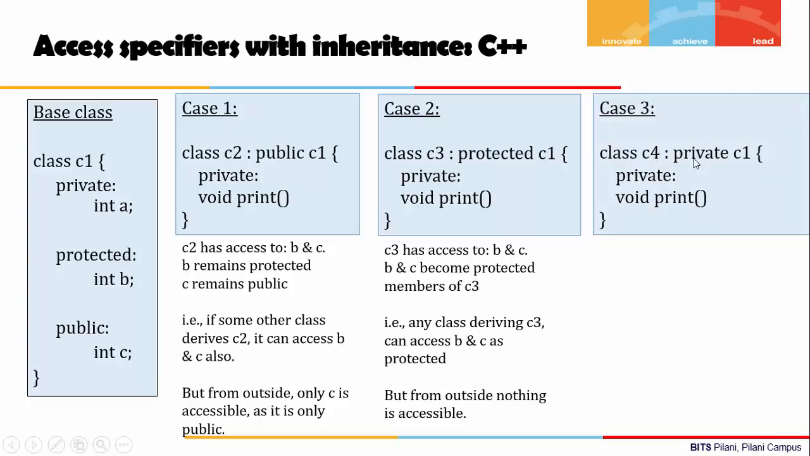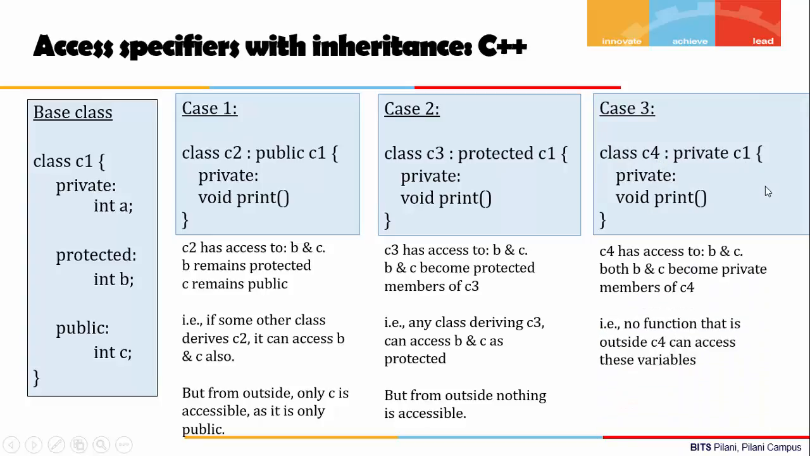In this class, we have private inheritance. So there, both become private members of C4. So here both are private members. No function which is outside C4 can access these variables.